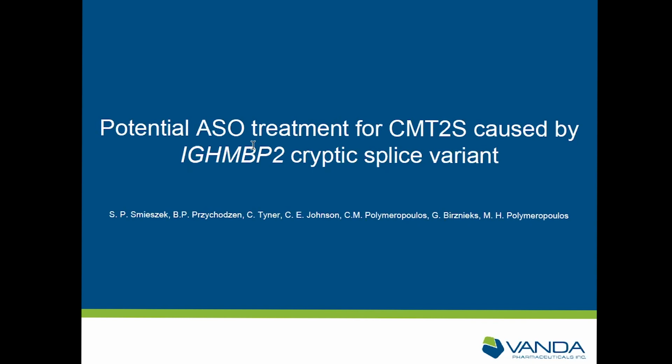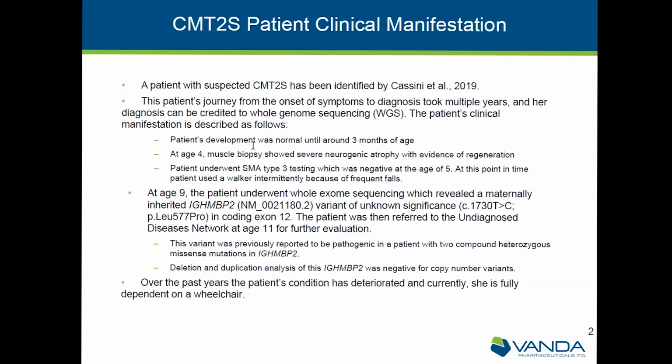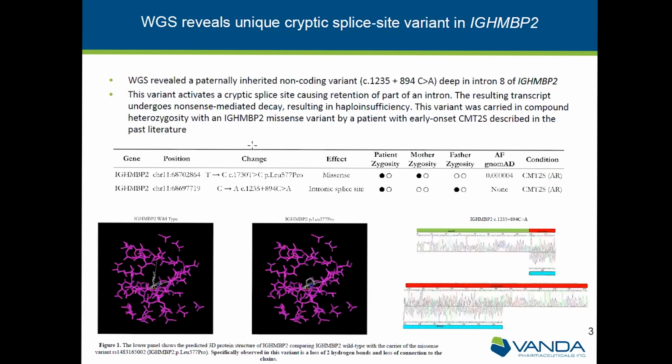My presentation is on the potential ASO treatment for CMT2S caused by an IGHMBP2 cryptic splice variant. While this is an N of 1 study with an ASO treatment, it could potentially be expanded to other IGHMBP2 patients. We are working with a patient who had a long journey to diagnosis, identified by Dr. Cassini. Whole exome sequencing led to the first mutation, the missense variant, and ultimately, a couple of years later, at age 9, whole genome sequencing revealed a unique cryptic splice site variant.